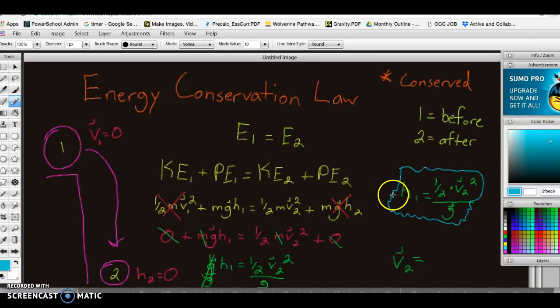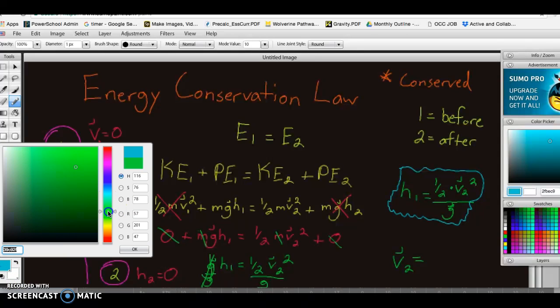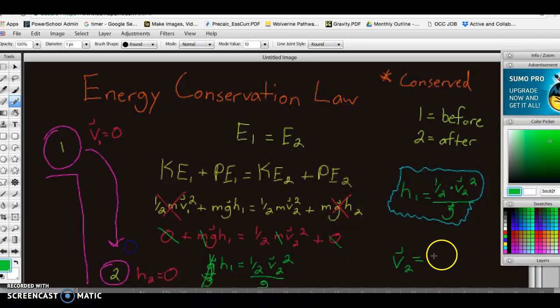That's pretty cool. Okay? Now, the second derivation is going to be the opposite. It's going to tell me if I know how high something is, I can tell how fast it is going to be when it comes down. So then that equation is just going to be 2 times H1 times G, and all of that is square rooted.